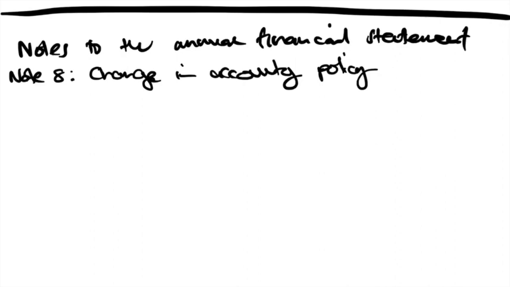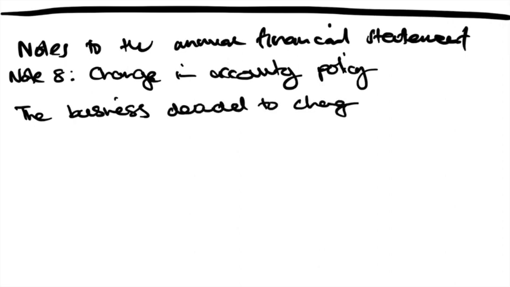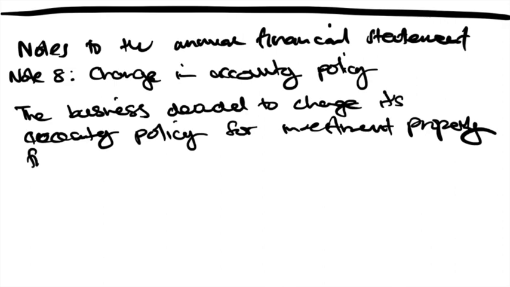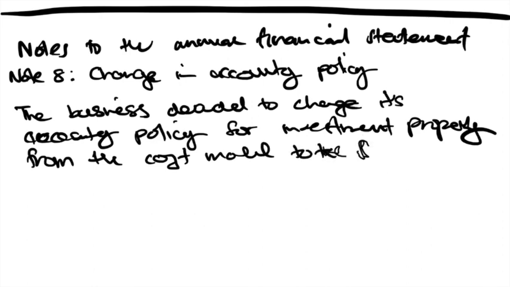So what happened? The business decided to change its accounting policy for investment property from the cost model to the fair value model. Okay, so that is the nature of the change.